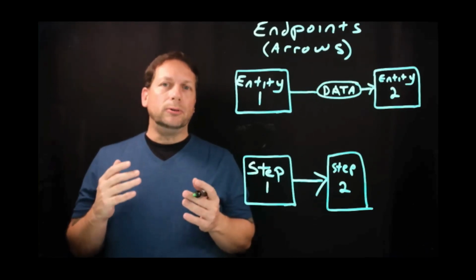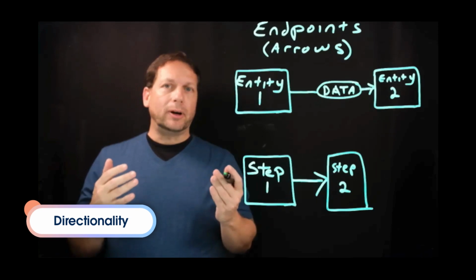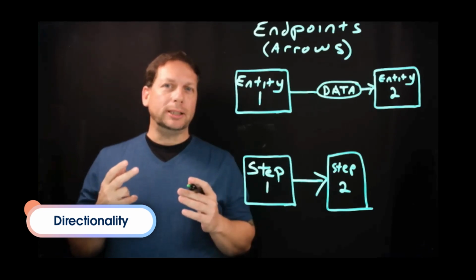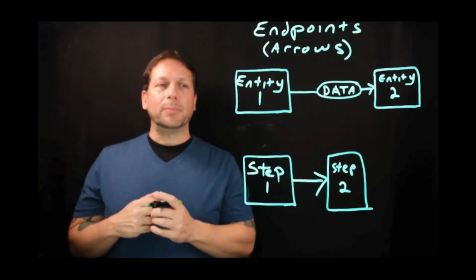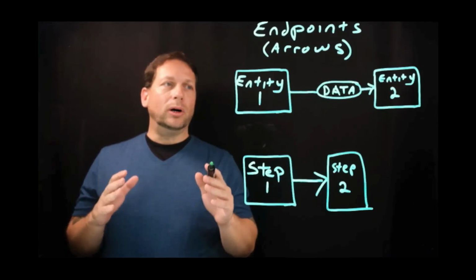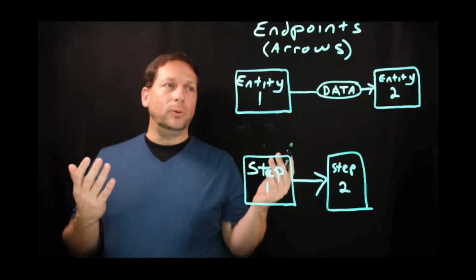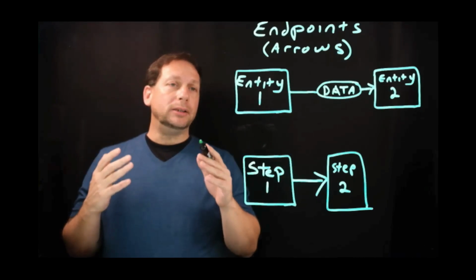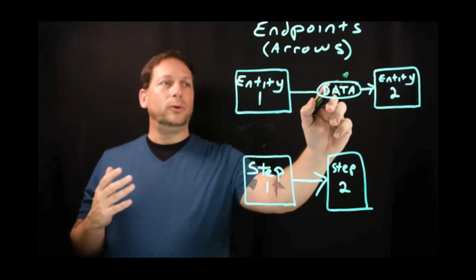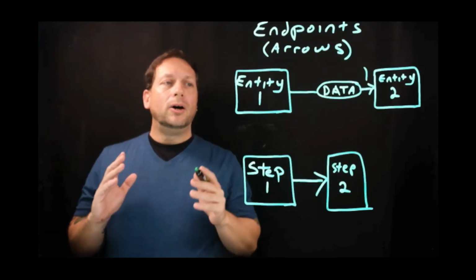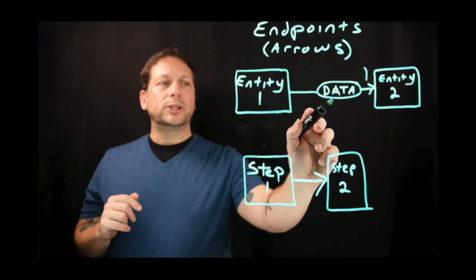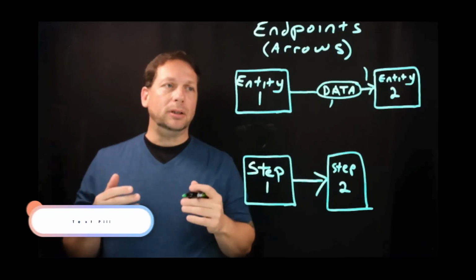You can use arrows when you want to add directionality to your diagrams, and there are two common use cases for them. The first one is integrations, which is what we see on the top. Here we can see that entity 1 is sending some data to entity 2, and the reason that we know the data is going from entity 1 to entity 2 is because the arrow is showing us which direction it's going in.